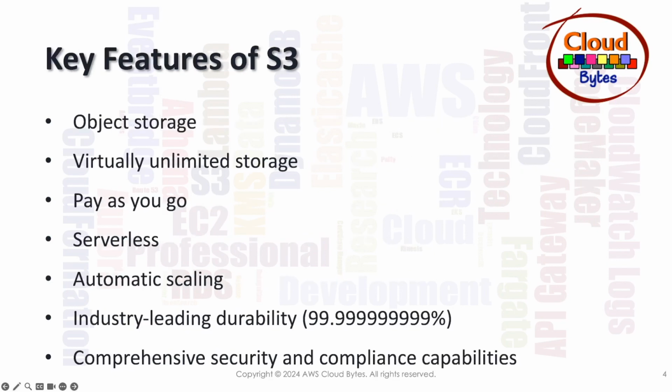What are the key features of Amazon S3? First of all, object storage. It allows you to store files and objects in buckets. We'll talk about buckets in detail in the later slides. Object metadata enables configuration like permissions and encryption.